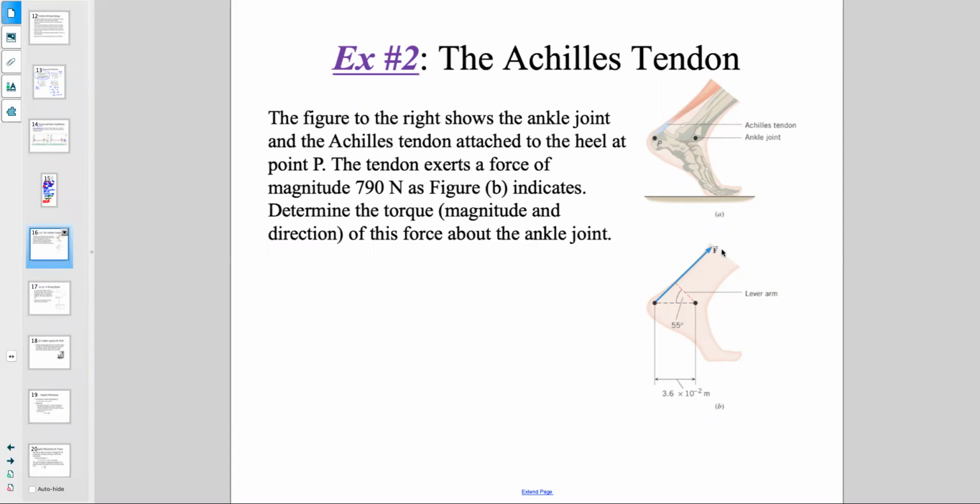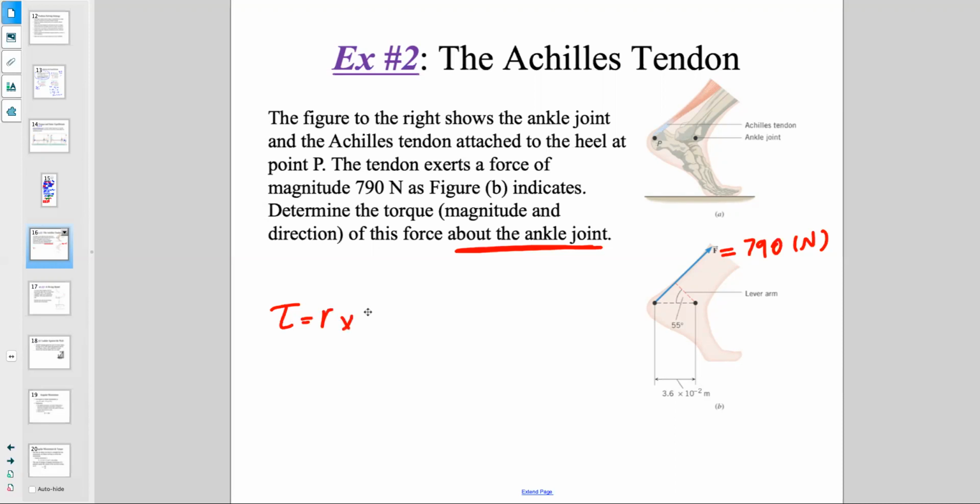So I have an F of 790 up. Okay, this F is 790 newtons. Determine the torque, magnitude, and direction of this force about the ankle joint. So in other words, I have 55 degrees here, and this point is the ankle joint. Because we were looking about the ankle joint, this is the axis of rotation for us. And then we have this distance here. So let's talk about our formula.